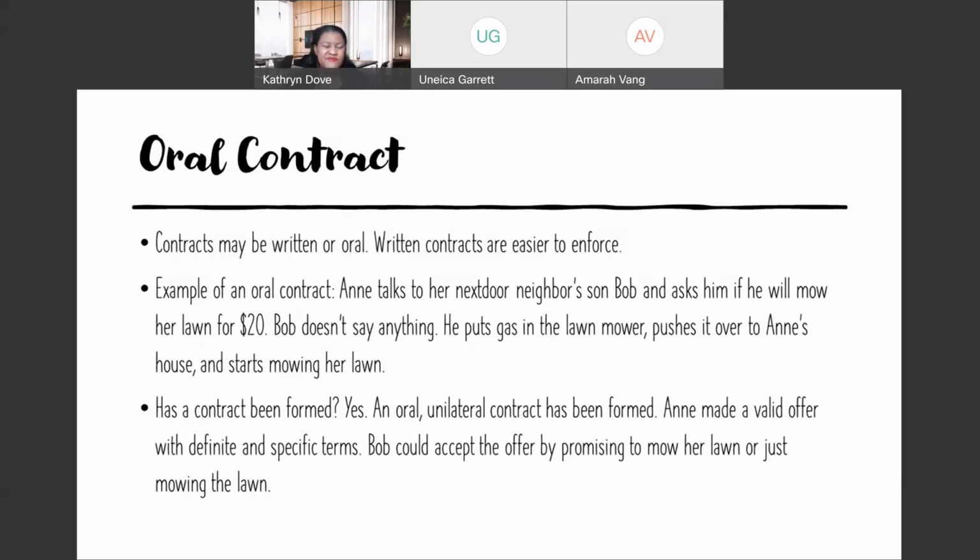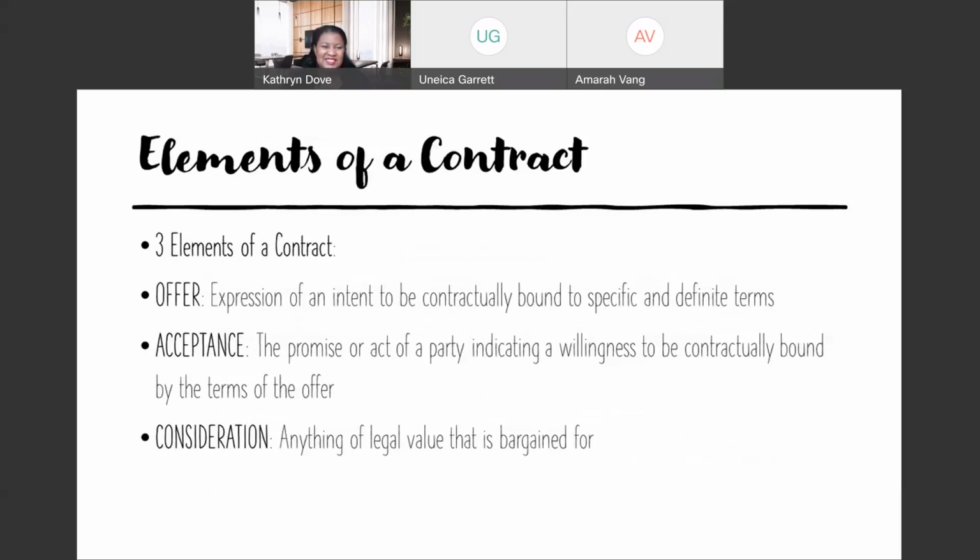Okay. So, but are they more like informal? Because I just feel like with oral contracts, you can't really track them or anything, whereas with written contracts, there's written conditions and stuff like that.